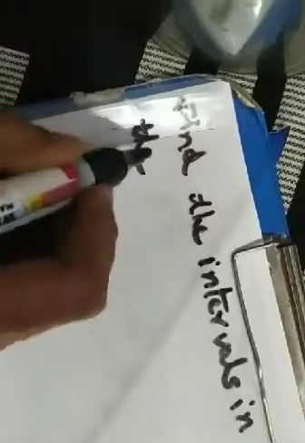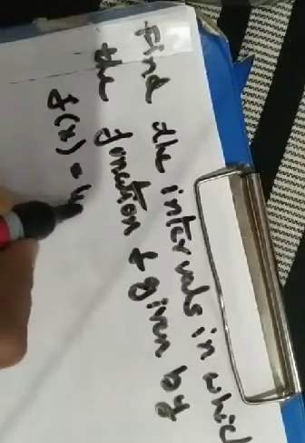First question. Find the intervals in which the function f is given by f of x is equal to 4x cube minus 6x square minus 72x plus 30. This is the given equation.